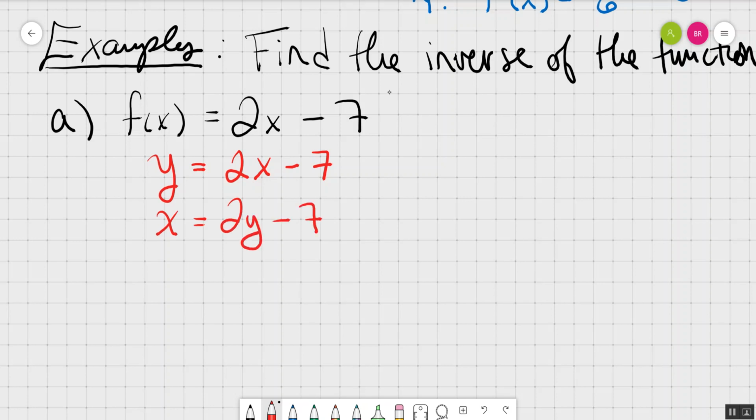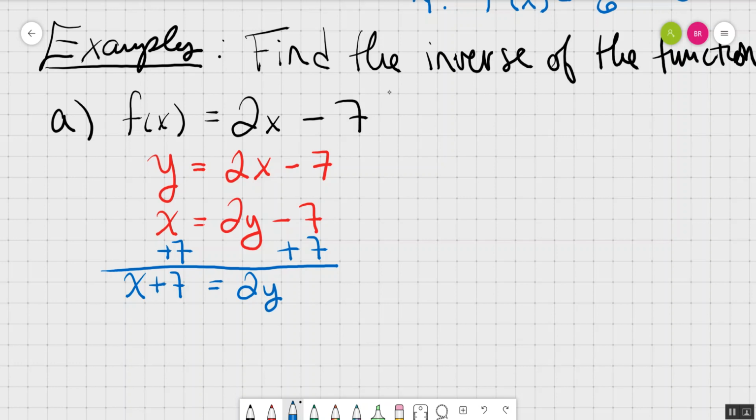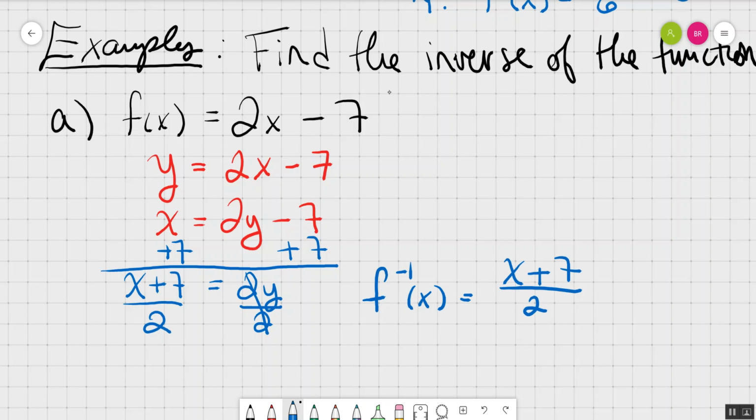Step 3, let's do some solving. If you remember, for solving linear equations, I need to solve for y, which means I should add the 7 first. You always want to do your additions and subtractions first, and your multiplications and divisions second. Okay, so I've got 2 times y. To get rid of a multiplication, we're going to do a division. So we're going to divide by 2 on both sides. Now that I've got y by myself, I just need to write this in inverse notation. So f inverse of x is going to be x plus 7 over 2.